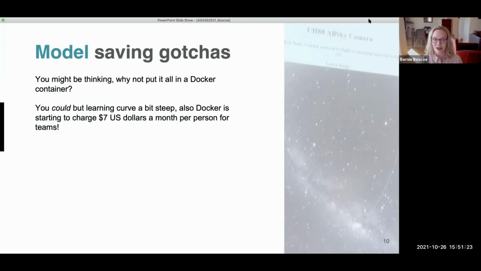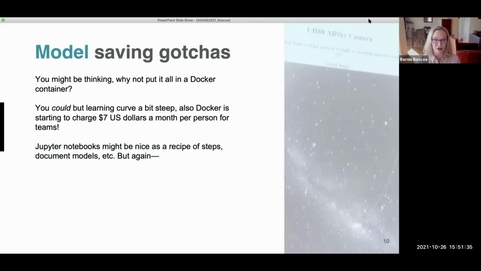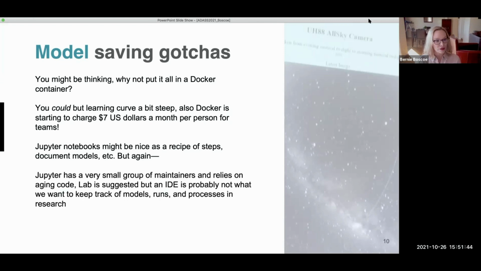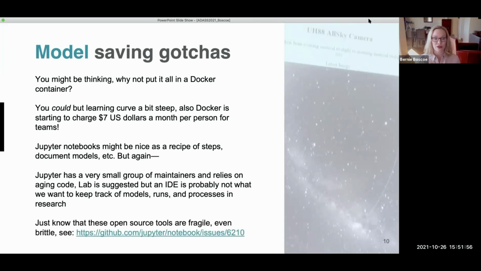And for us in academia, this is hugely problematic. We're trying to use things that are free, right, or cost very little money. And this is a huge problem, the way that I'm looking at incorporating Docker into workflows. Again, Jupyter Notebooks might be nice as a recipe of steps, but Jupyter too has its own difficulties. It has a very small group of maintainers, believe it or not, and is relying on a backbone of aging code. And so this is an issue.